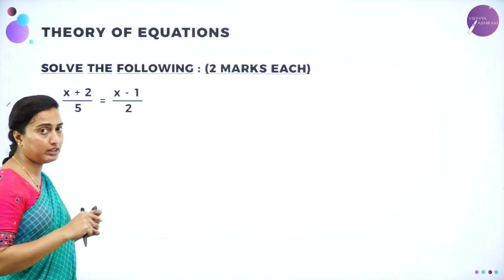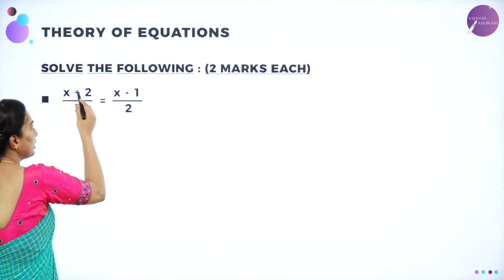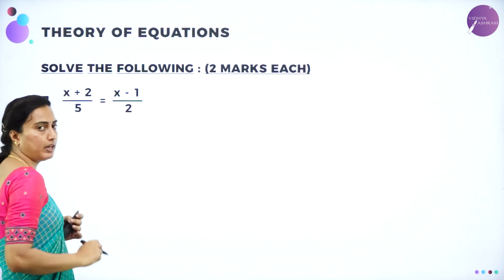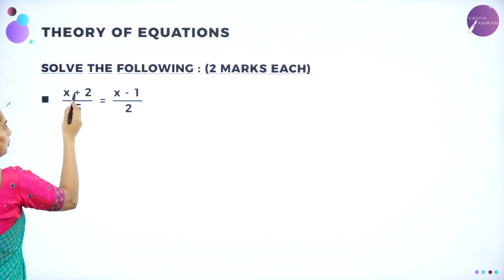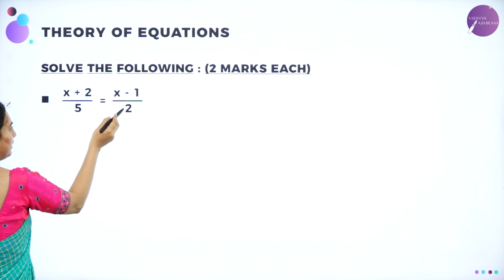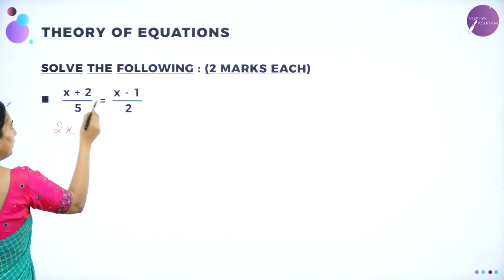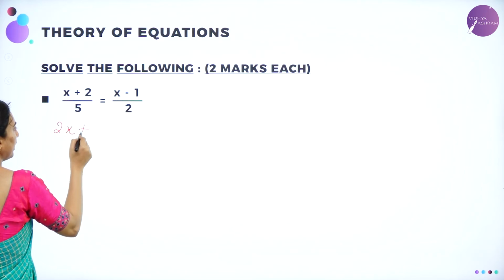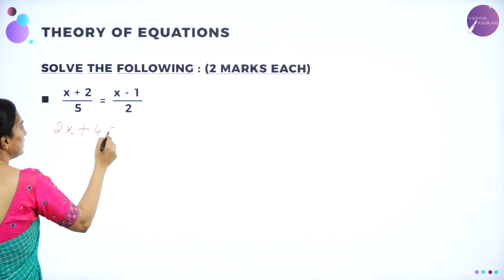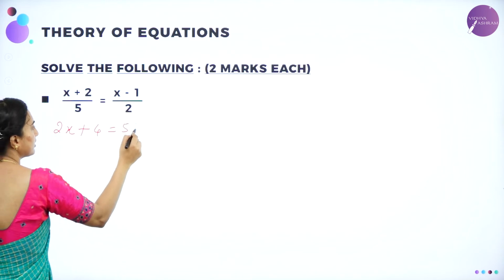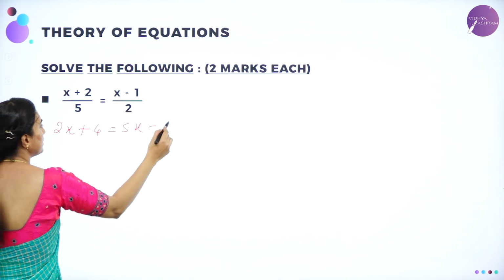What can you do by this? See, 2 is there, cross multiply; 5 is there, cross multiply. So multiplying 2 here, 2 will be multiplied here. So 2 into x is 2x. 2 into 2, see plus symbol you are having, 2 into 2 is 4, is equal to 5 into x is 5x. 5 into minus 1 is minus 5.